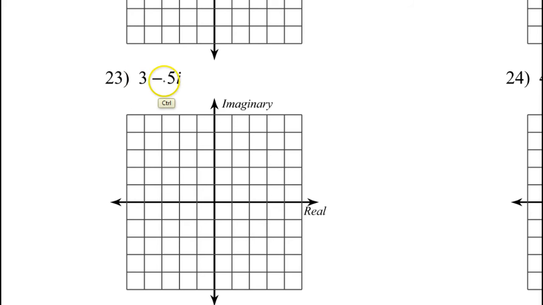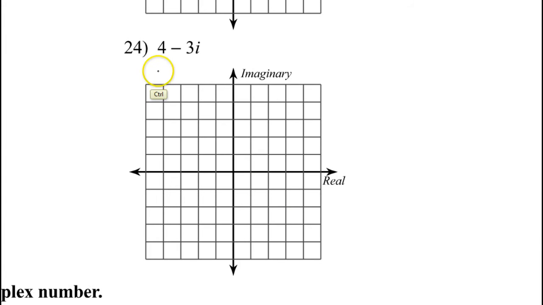This one would be right 3, down 5. So right 3, down 5. That's going to be right here. Okay, this is going to be right 4, down 3. So that will be right here.